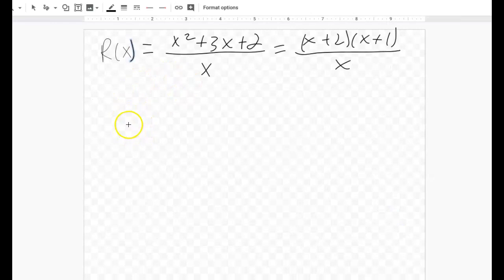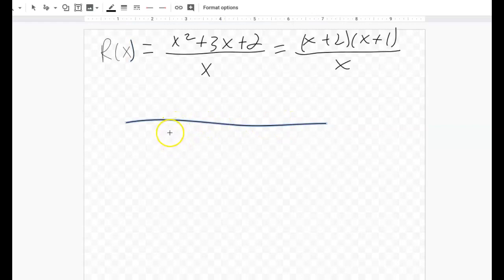So now I just went to a new page. Now we want to go to the number line, plot our x-intercepts and our vertical asymptotes. And we want to make sure it's in increasing order. So -2, -1, and 0. And then this is where we're testing to see if the curve is above or below.